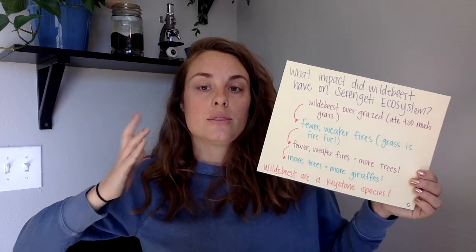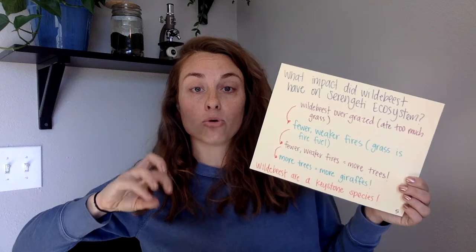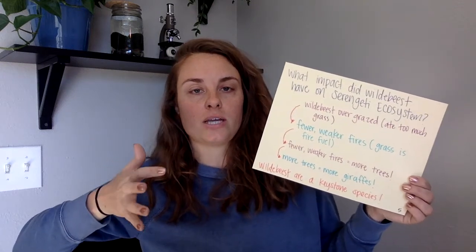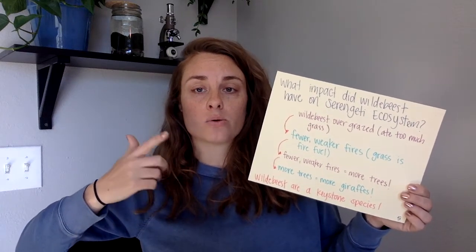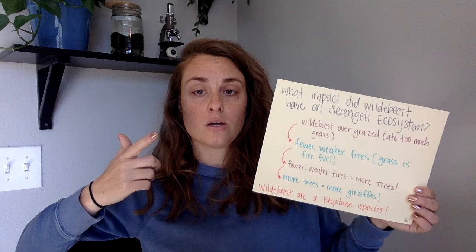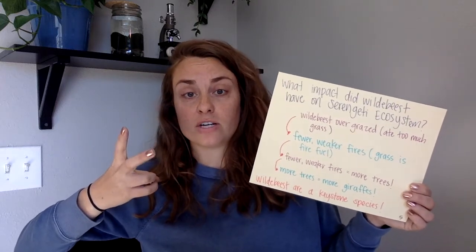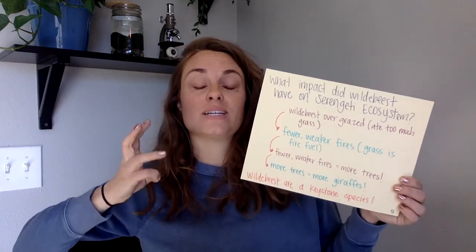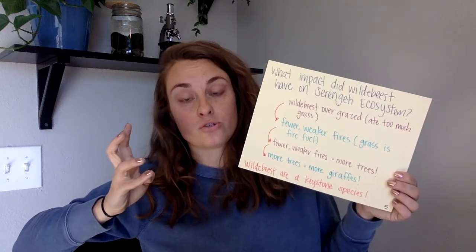So this is a crazy thing that scientists really didn't understand for a long time, is that some organisms can have a much bigger impact on an ecosystem than other organisms. And so what we saw here was the wildebeest overgrazing resulted in fewer fires, which is an abiotic factor in an ecosystem, which resulted in more trees, which resulted in an increase in other organism populations such as giraffes.